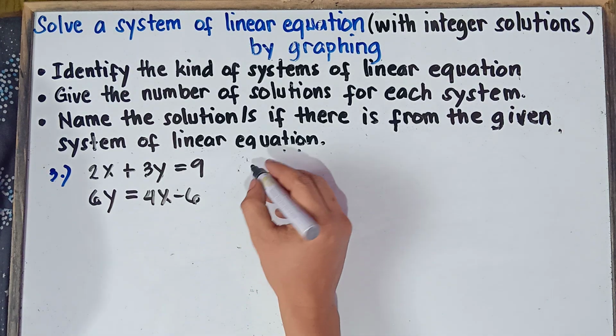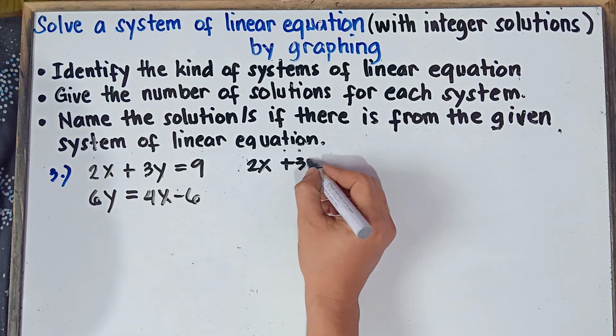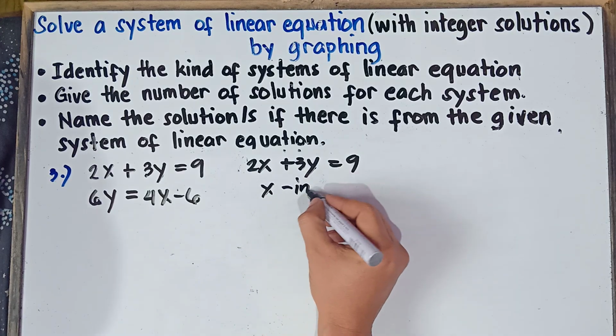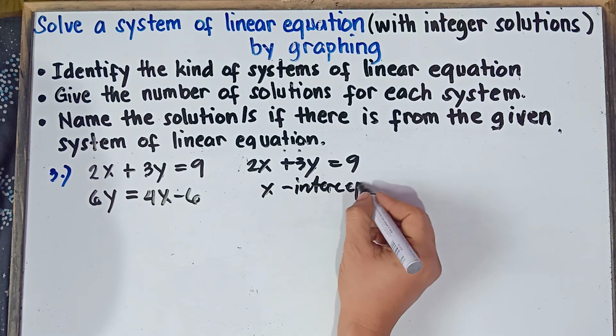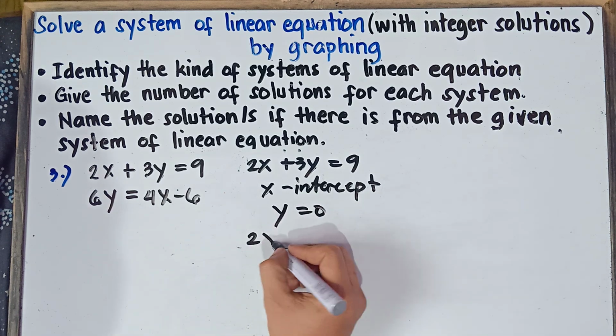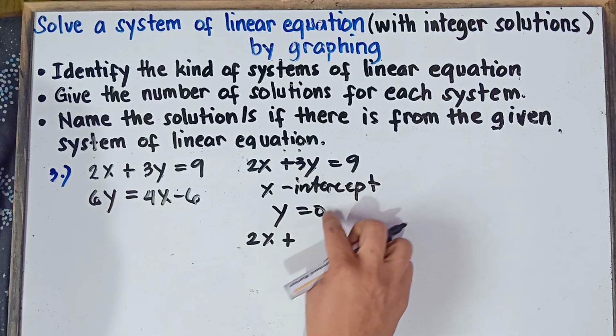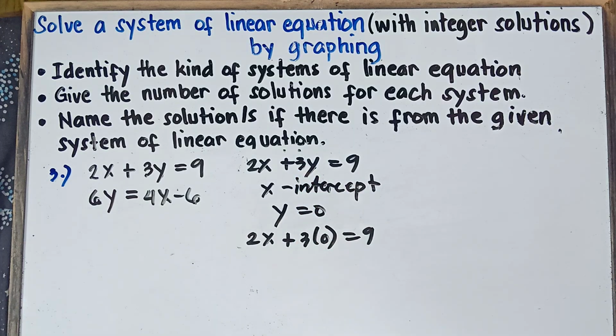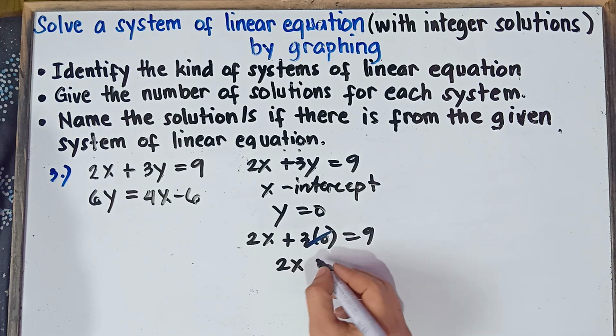So our given, we have 2x plus 3y equals 9. Once again, we can use the x-intercept. So let y equal to 0. So this will be 2x plus, the value of y, that would be 0, so 3 times 0 equals 9. We can just simply cancel this out. So this will be 2x equals 9.